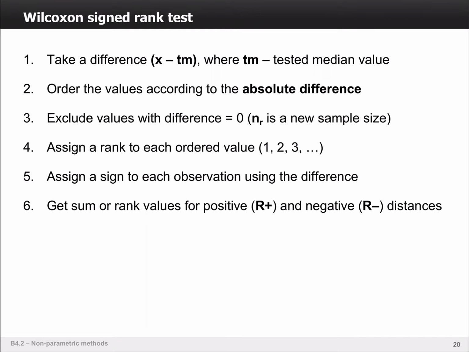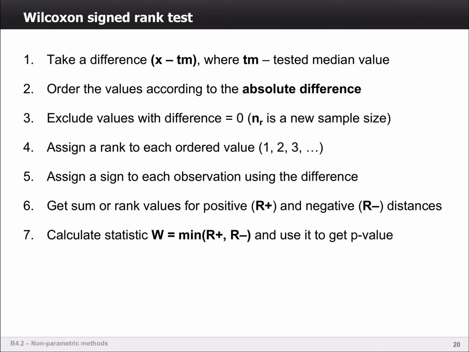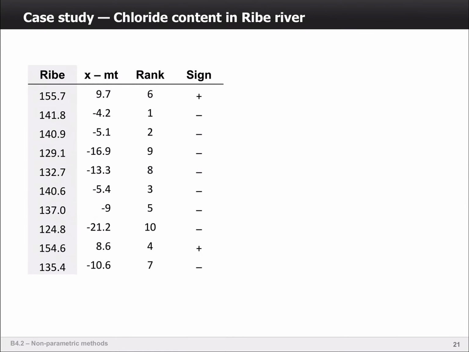So it means that we take into account how far the values are from the median. Then we calculate a statistic, which is just the smallest of these two values, like in the sign test, and use this statistic to get a p-value. Maybe it looks a bit more difficult. I'm going to show you an example in a second. So we use the same case study, the river.